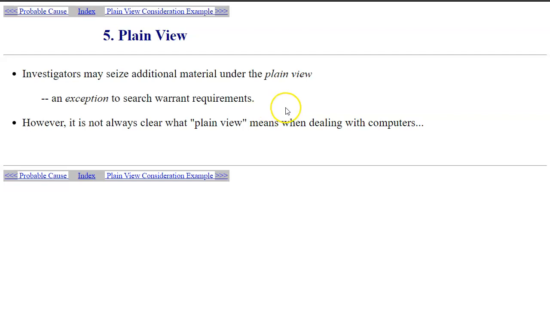So sometimes investigators come across the situation known as plain view, and plain view basically is an exception of search warrant requirements. So basically, for instance, you become a witness to a crime being committed. So then, of course, something happens in your plain view and you become a witness. And then you should be authorized without the search warrant to take an action. However, it's not always clear what the plain view constitutes and what it means when dealing with computers. Sometimes it can be very difficult to establish that sort of probable cause by simply saying, I saw something on somebody else's screen.